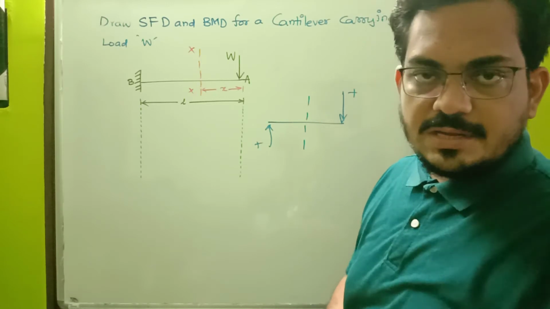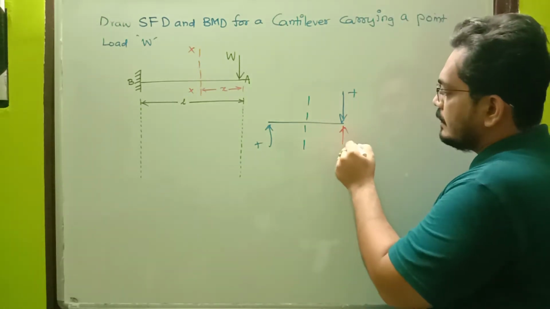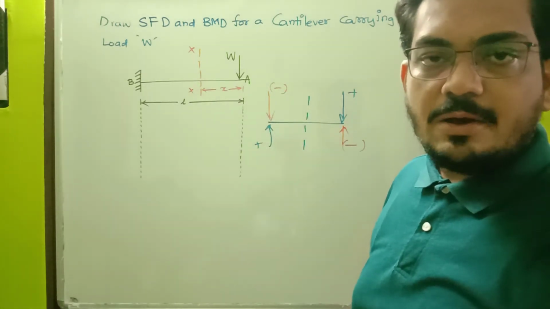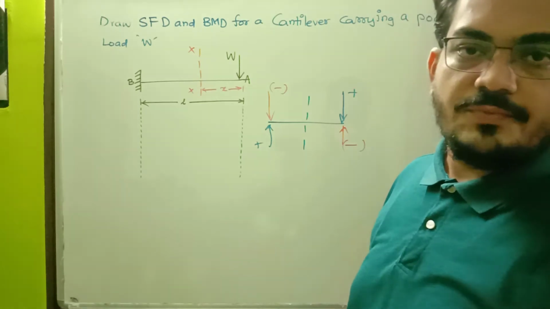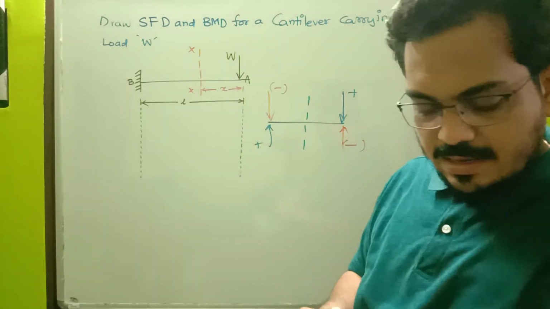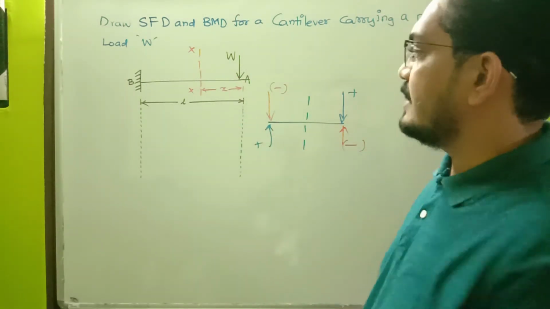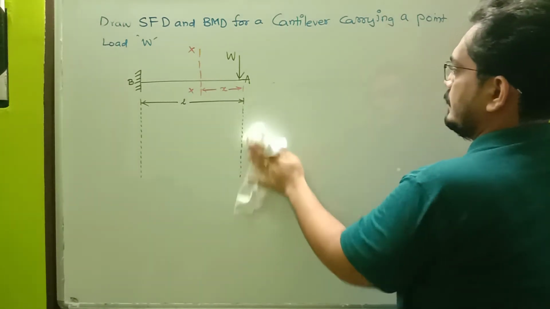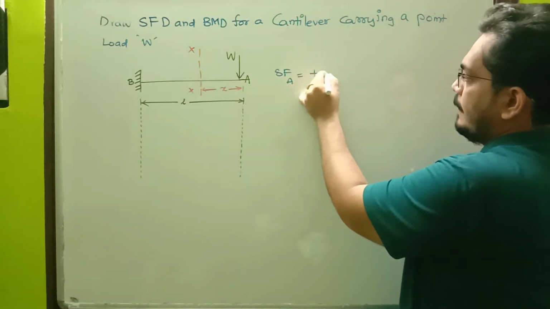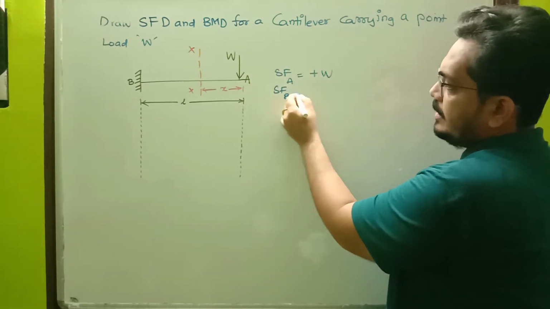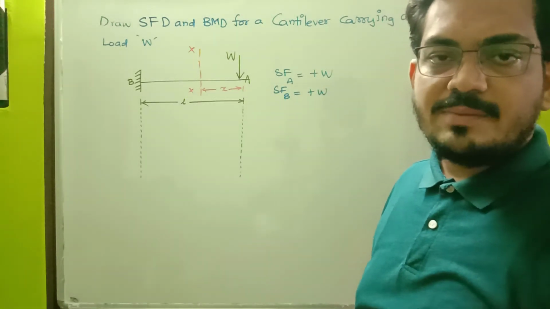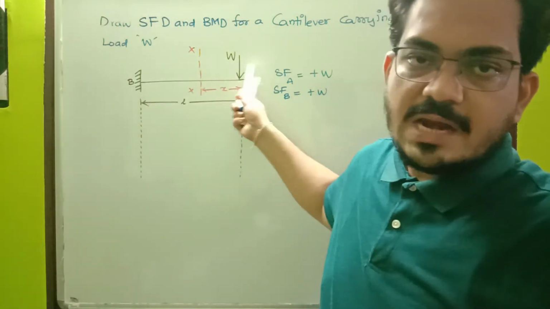Now again, when we consider the right side upwards and the left side downward, it has to be taken as negative for shear force. So please keep this sign convention in mind. Now coming back to the same thing again, the shear force acting at point A will be equal to plus W, and shear force at point B will also be equal to plus W, as there are no other forces acting on the section.